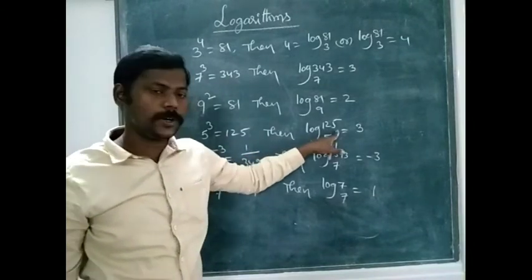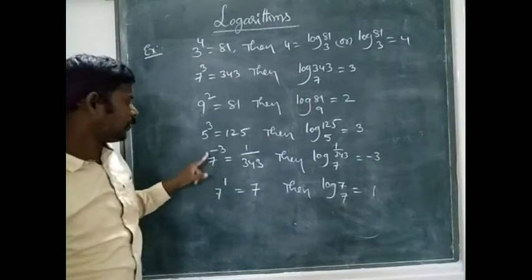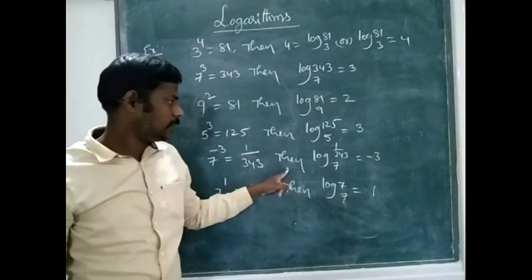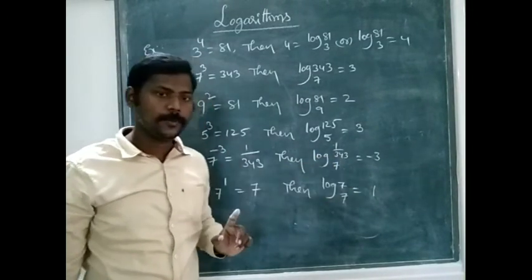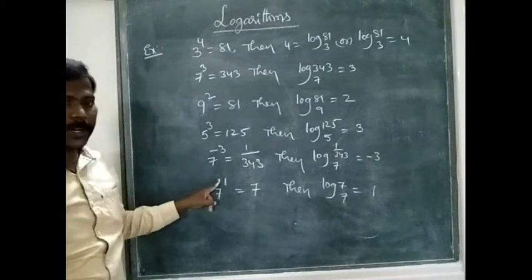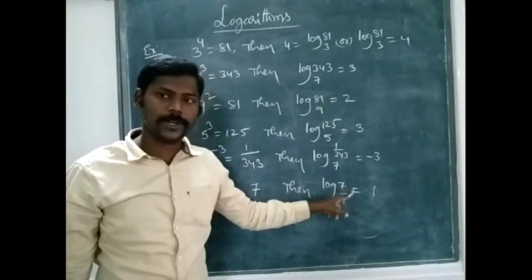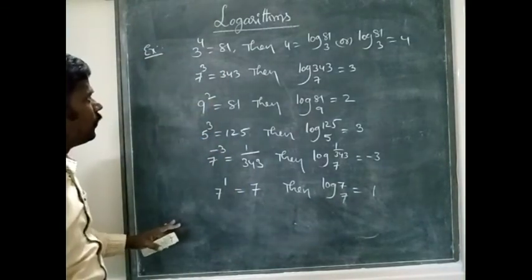Then logarithm of 125 base 5 is equal to 3. 7 to the power minus 3 is equal to 1 by 343, so logarithm of 1 by 343 base 7 is equal to minus 3. 7 to the power 1 is equal to how much? 7. Then logarithm of 7 to the base 7 is equal to 1. So now come to our main definition.